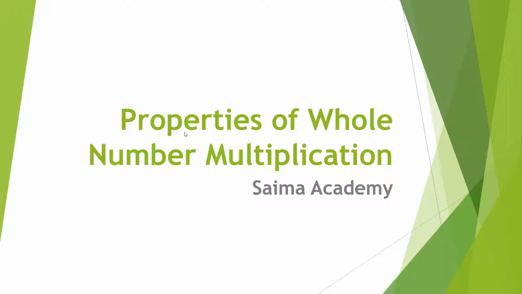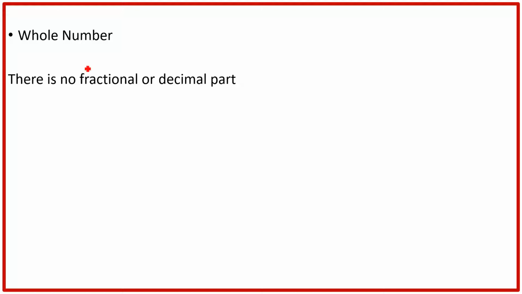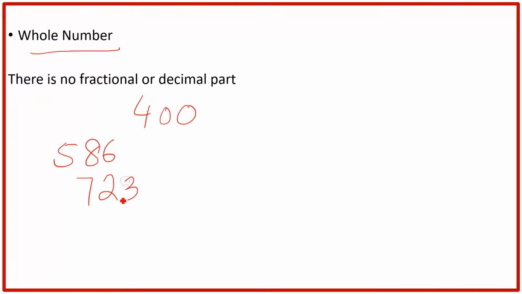In this lesson, we will discuss properties of whole number multiplication. So again, I will explain to you one more time what is the meaning of whole numbers. Whole numbers are numbers in which there is no fraction or decimal part. If I say 400, this is a whole number. If I say 586, 723, these are whole numbers, or simply 4 or 6 or 10.